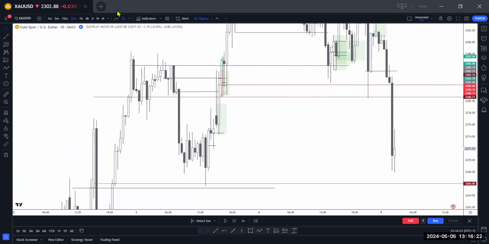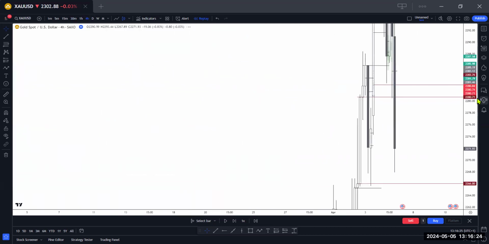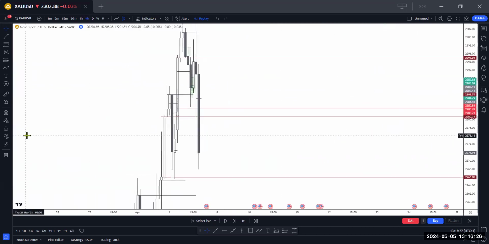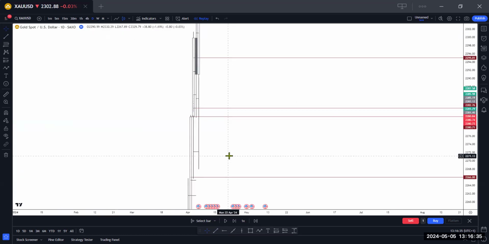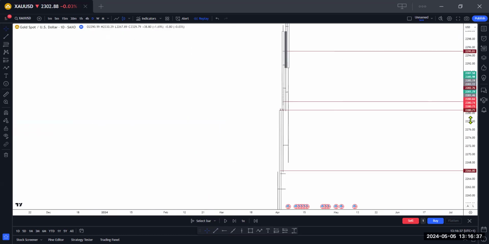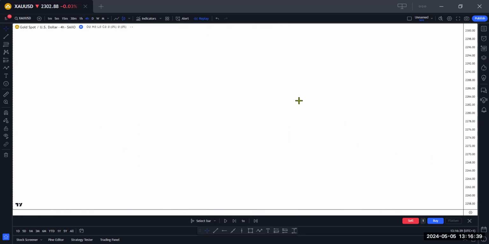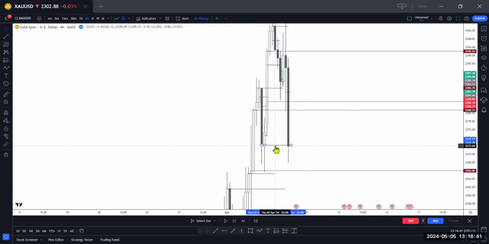Okay, so let's go back to H4. You must always mark the new levels. Price might be using a new level that you're not sure of. Okay, so this is a new level I didn't mark before. Let me check the daily. Any new daily level? No new daily level. Okay, so this is a new H4 level.